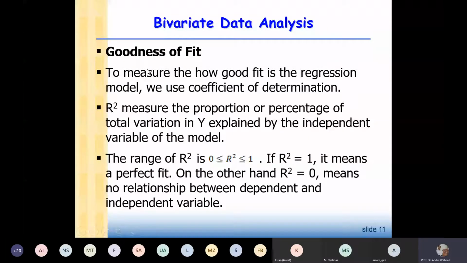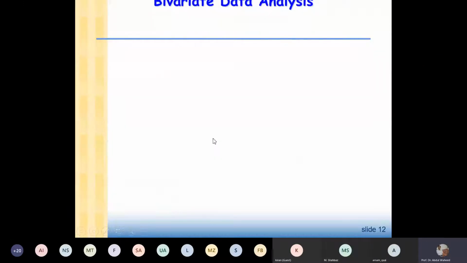In simple regression analysis, because there is just one independent variable, the value of R square could be low, because the dependent variable depends on many other independent variables, and if we have included only one, that may not be a good fit model. Okay. So in multivariate data analysis, in the next class we will discuss how to reach a good fit model by adding other explanatory variables or independent variables in the model.